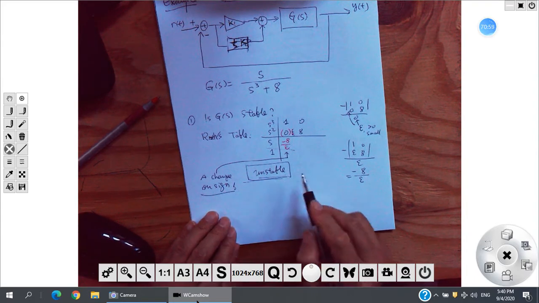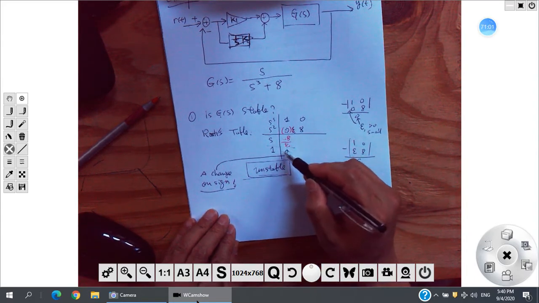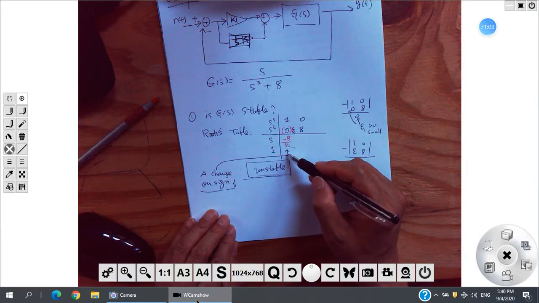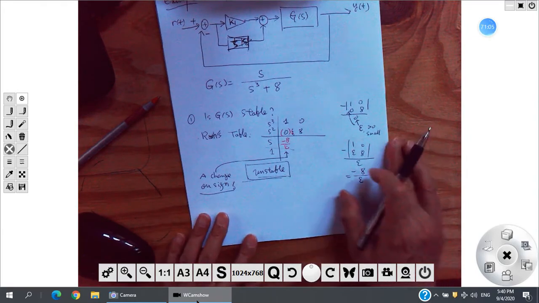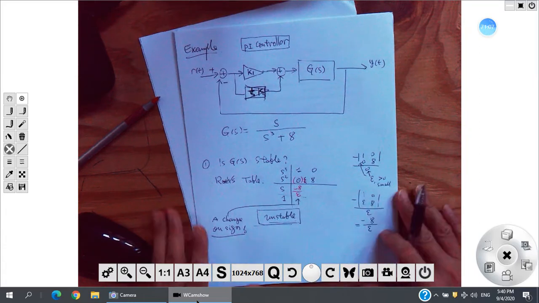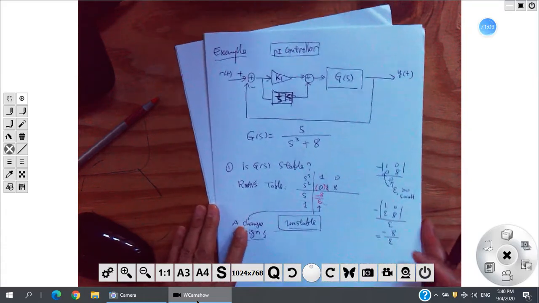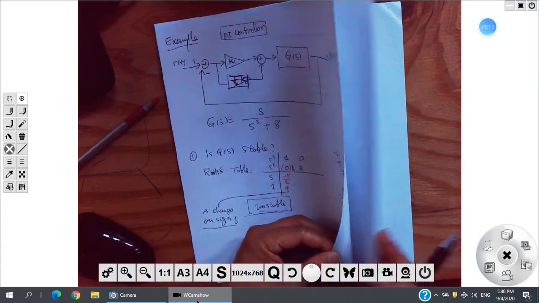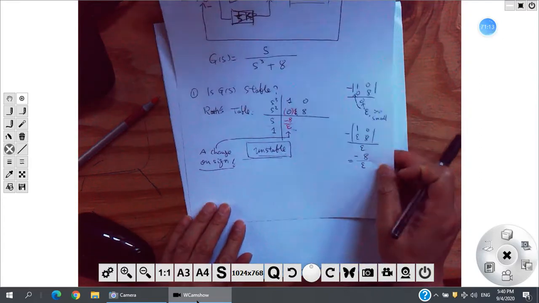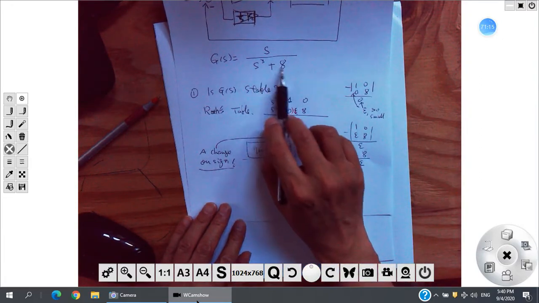At least one change, right? If you calculate the next number, maybe go back to positive. I don't know, I just leave it here. That'll be fine, right? Okay. So G itself is unstable. If you want, you can find the roots of this one.